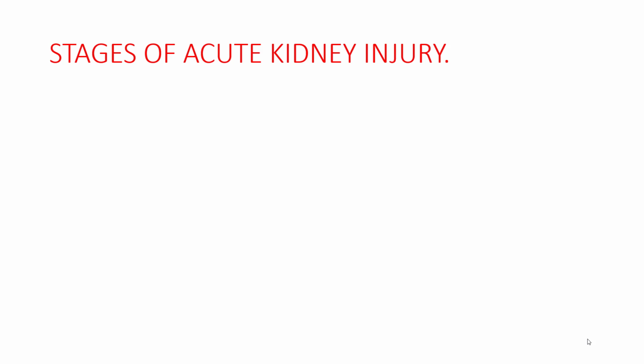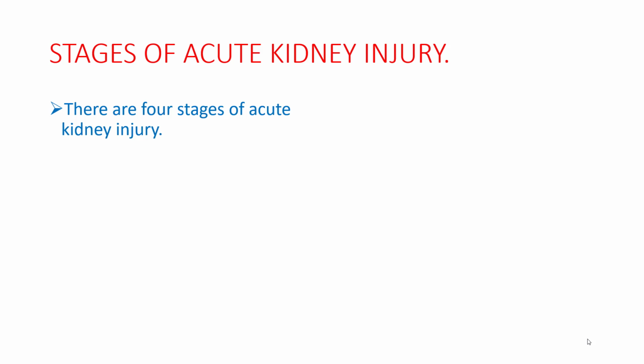Thirdly, we want to talk about the stages of acute kidney injury. Apart from talking about the stages, we'll also talk about the nursing intervention, signs and symptoms, and also treatment of acute kidney injury. So let's start. In stages, we have 4 stages of acute kidney injury. 1, we have initiation stage, 2, oliguric stage, 3, diuresis stage, and 4, recovery stage.